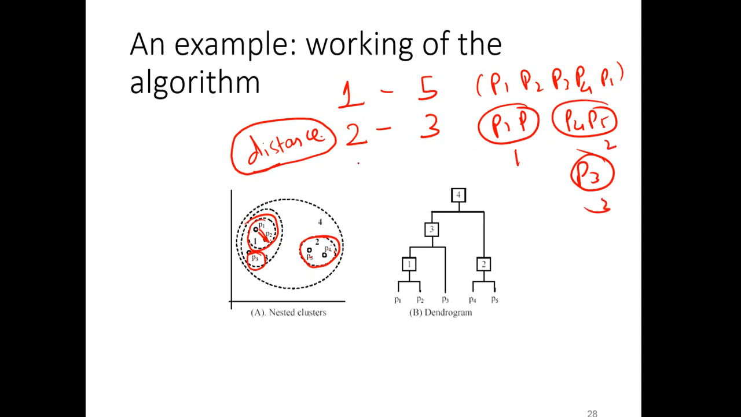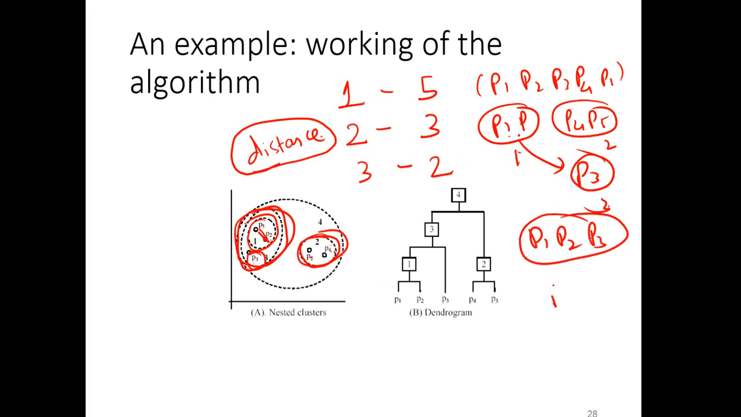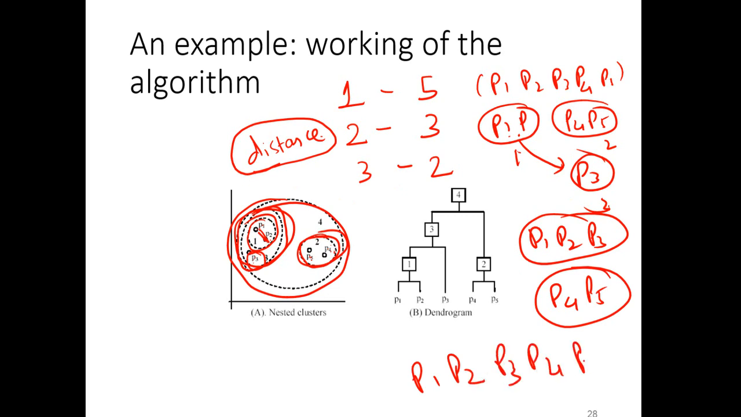So 3 clusters now. In iteration 3, P1, P2 is cluster 1, and this cluster 1 and P3 are very close, so they are merged. Now we have 2 clusters: P1, P2, P3 in a single cluster, and P4, P5 in another. In the final state we combine everything, so we have P1, P2, P3, P4, P5 in one single cluster. Simple, right?